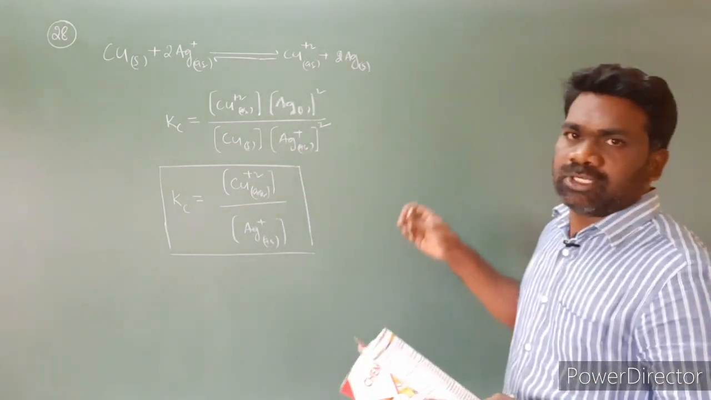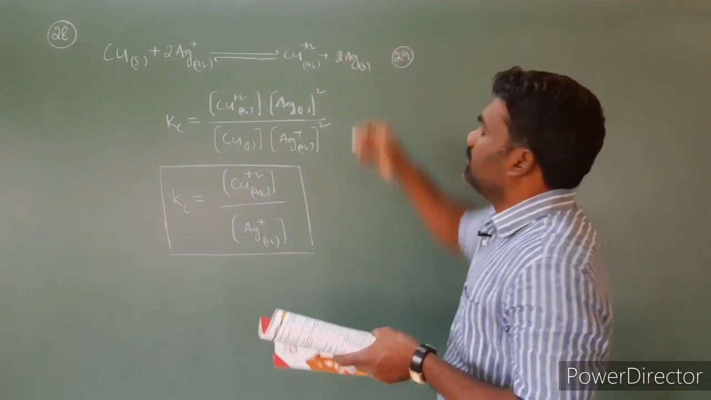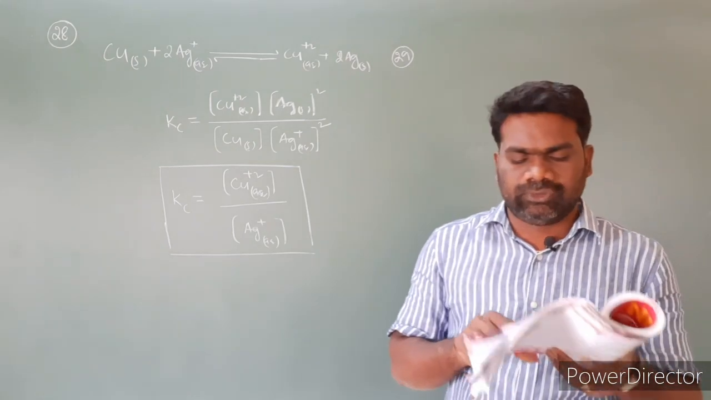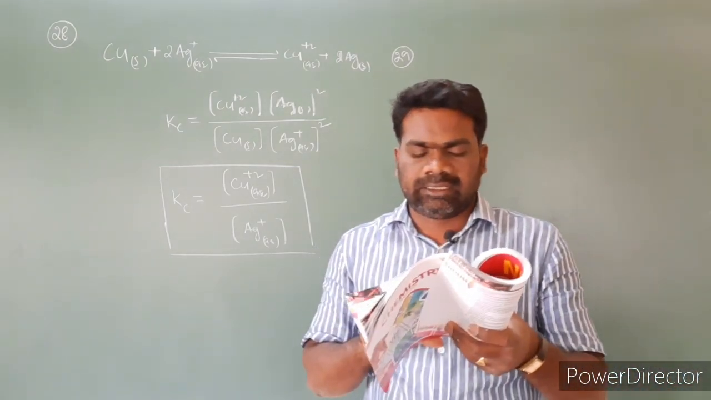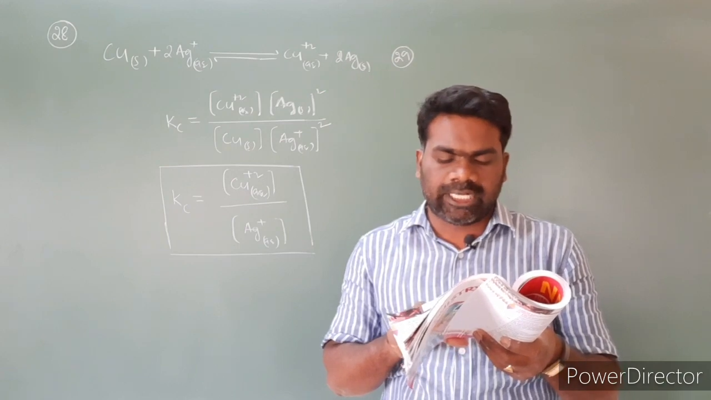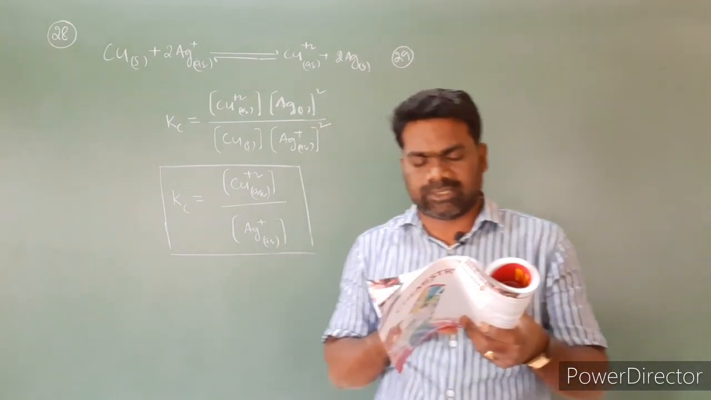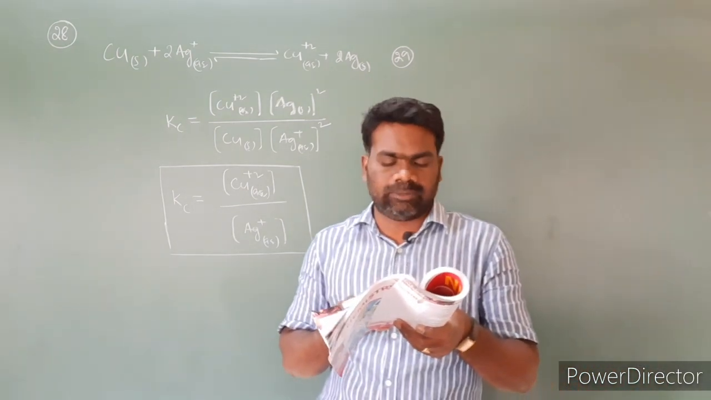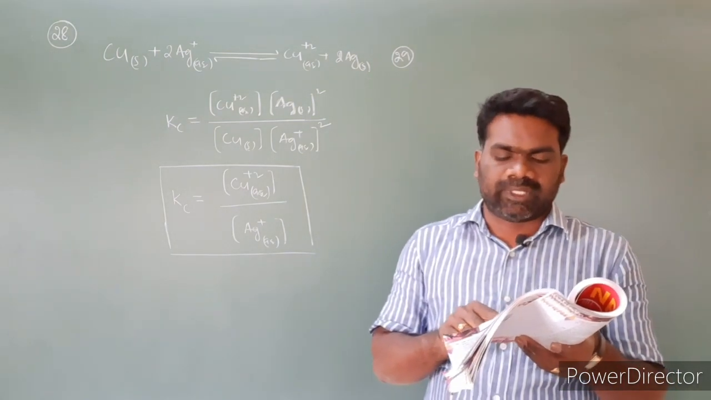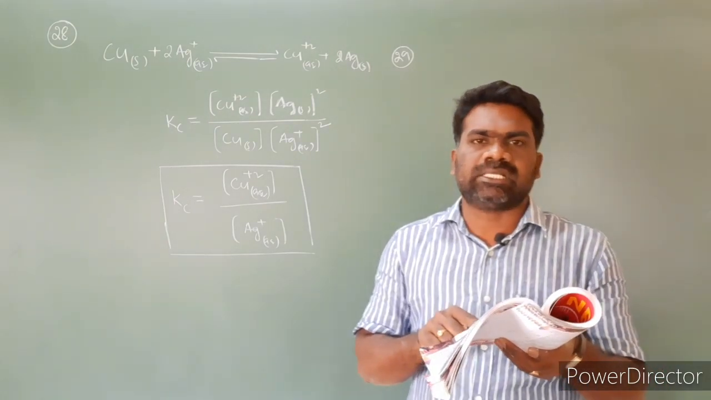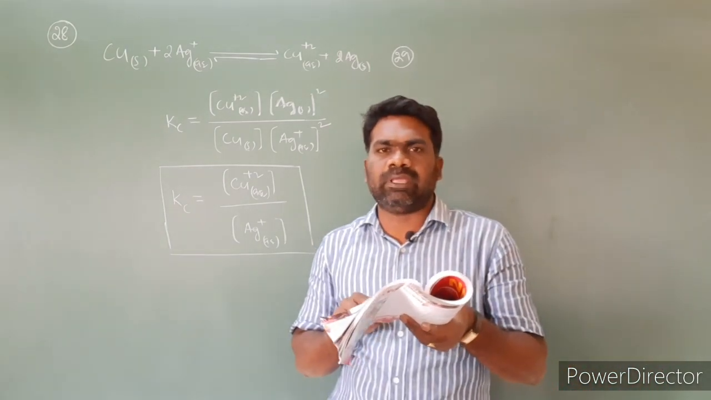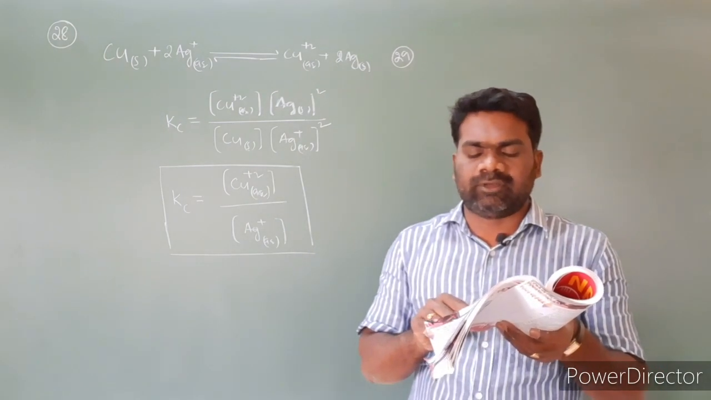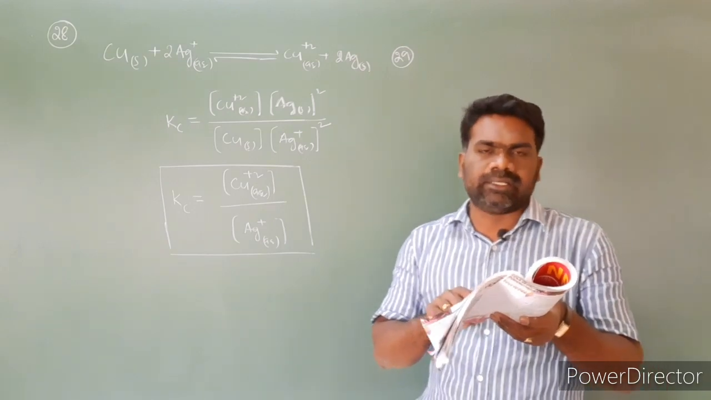Next question number 29. In a reversible reaction, A gives rise to B. Here K1 is the rate constant of the forward reaction and K2 is the rate constant of the backward reaction. The initial concentrations of A and B are a and b mole per liter, and the equilibrium concentrations are a minus x and b plus x respectively. Express x in terms of K1, K2, a and b.